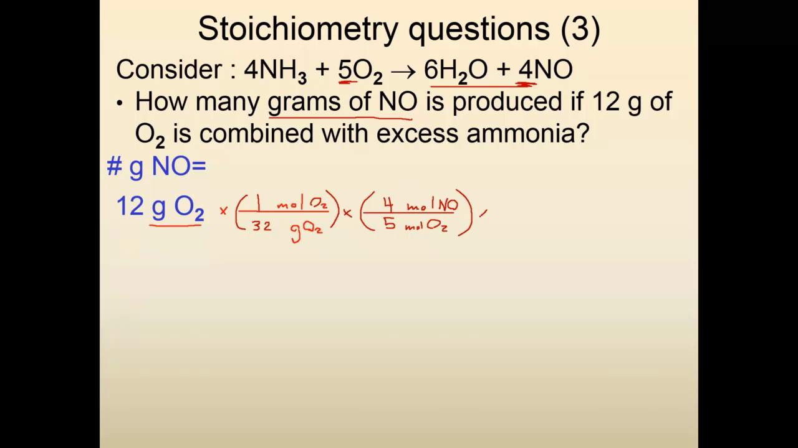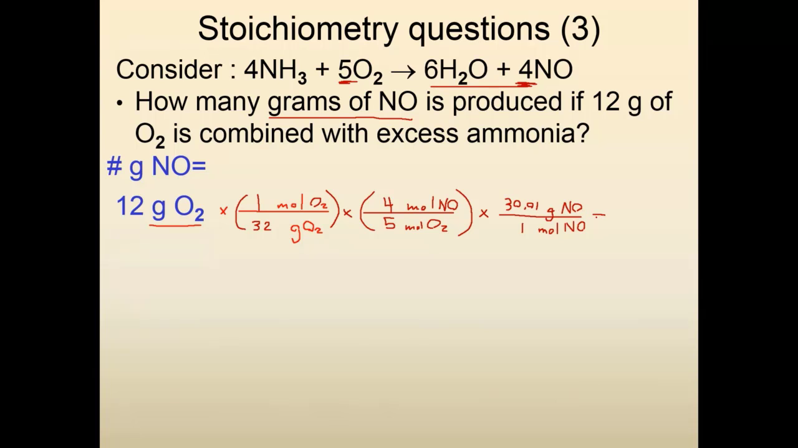Now I have moles of NO, I have to go to grams of NO. So what unit is going to go on the bottom of this next conversion factor? 1 mole of NO. And what's going to go on the top? What am I going to convert that to? Grams of NO. So 1 mole of NO is equal to the molar mass, which is 30.01 grams of NO.